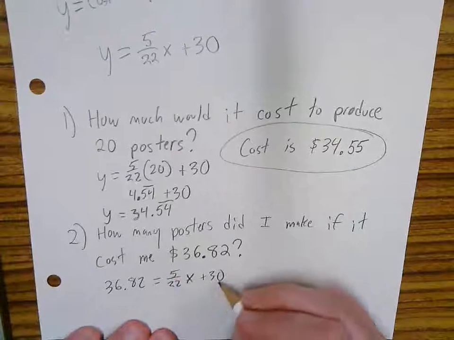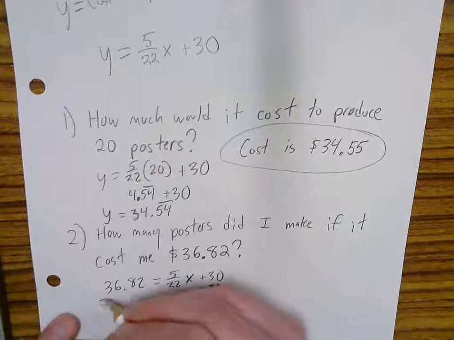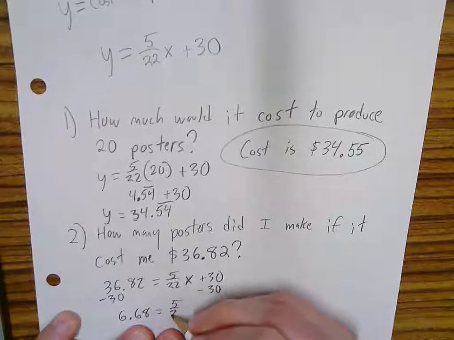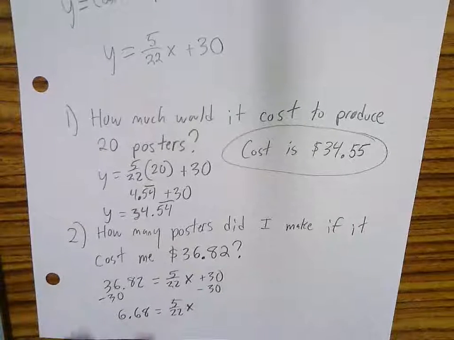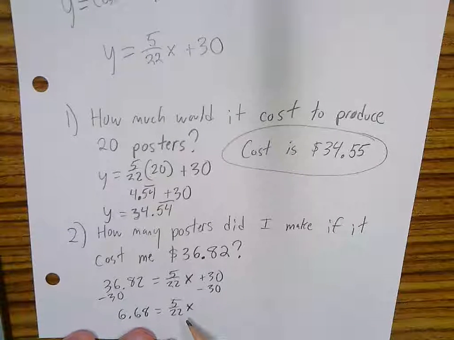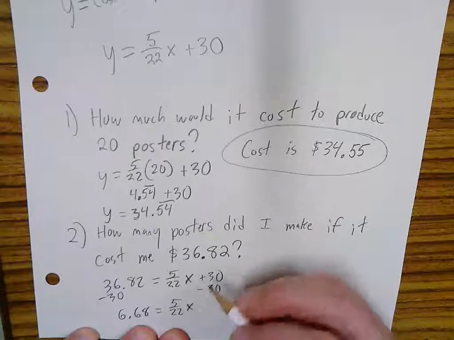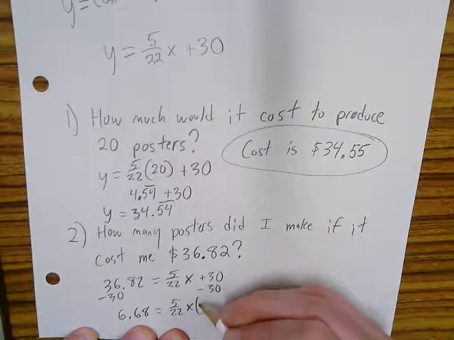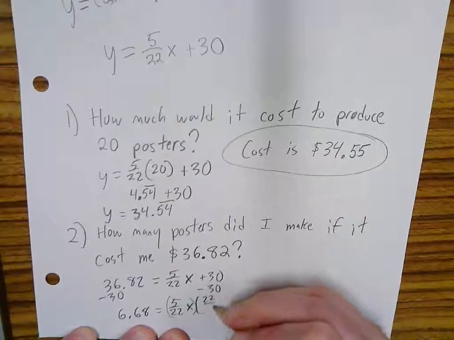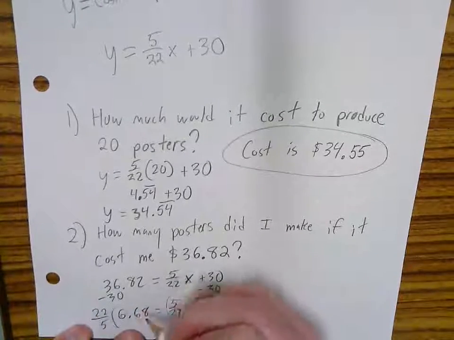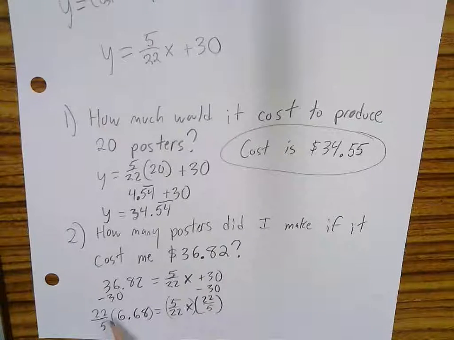This X here has 30 added to it. I do the opposite. I subtract 30, and I end up with $6.82 equals 5 divided by 22X. The opposite of multiplying by 5 over 22 is dividing by 5 over 22, but dividing by a fraction is the same thing as multiplying by its reciprocal. So one way of getting rid of this is to multiply both sides by 22 over 5. So on this side, I'm going to take my calculator, do 22 divided by 5, and then multiply it by 6.68.